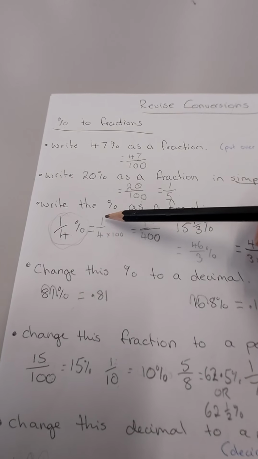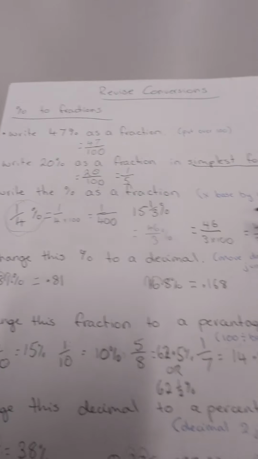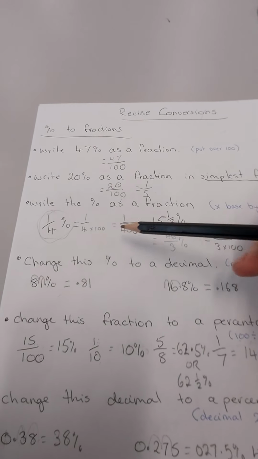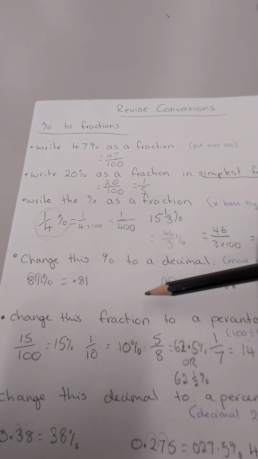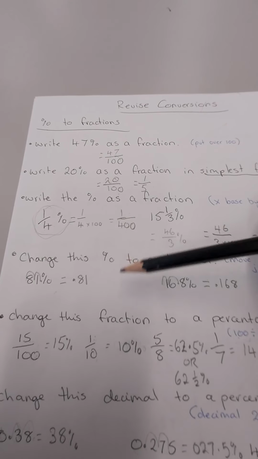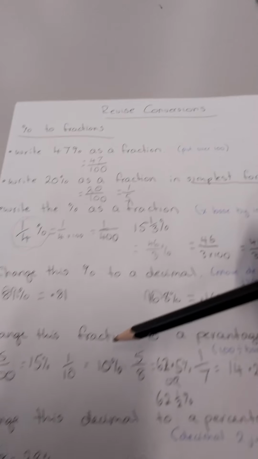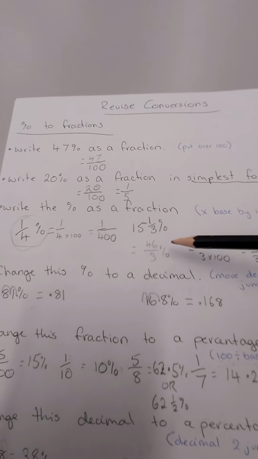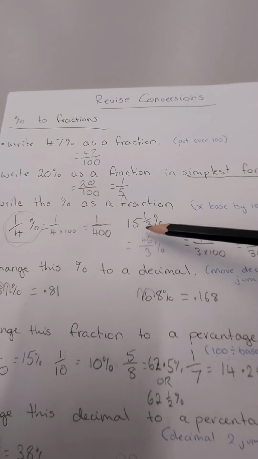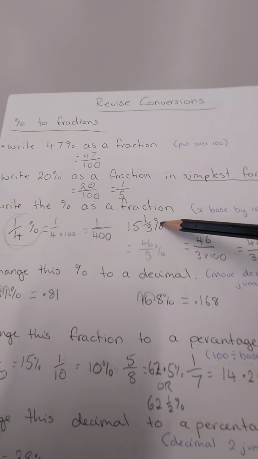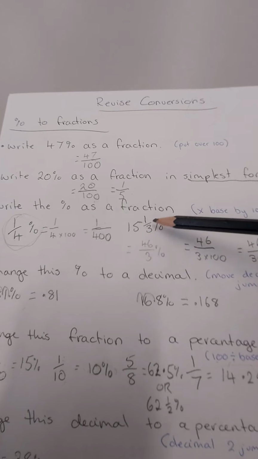Okay, so what we needed to do was times our base by 100. So 1 over 4 times 100 gives me 1/400th. 1/400th. And that is 1/4%. All right, so that was not too hard. We're trying something a little bit trickier here. We got 15 1/3%, okay? And that is really hard to work with.